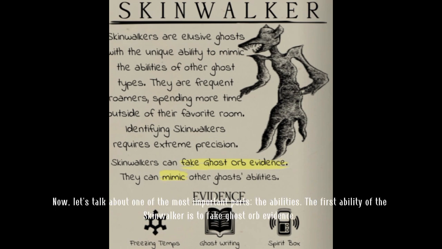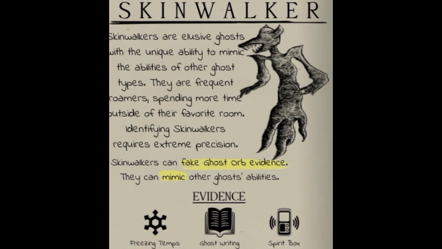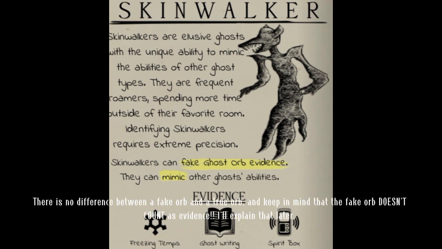Now, let's talk about one of the most important parts, the abilities. The first ability of the Skinwalker is to fake ghost orb evidence. But how exactly? The fake orb will appear as a normal ghost orb floating through the ghost's favorite room. There is no difference between a fake orb and a true orb, and keep in mind that the fake orb doesn't count as evidence. I'll explain that later.